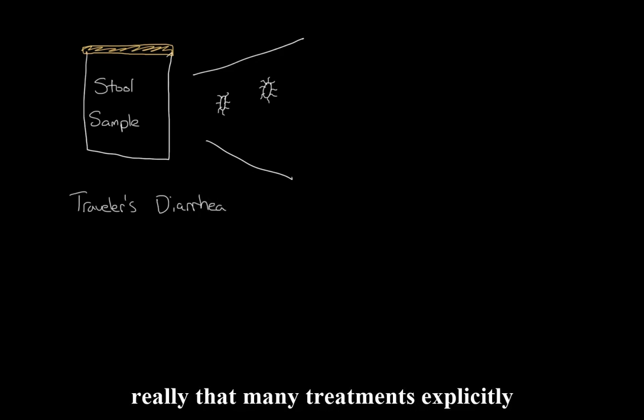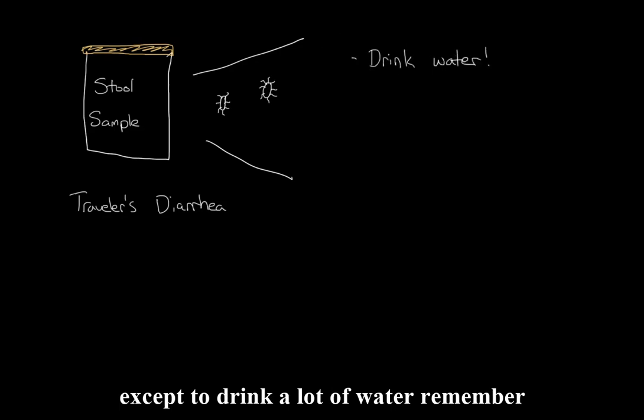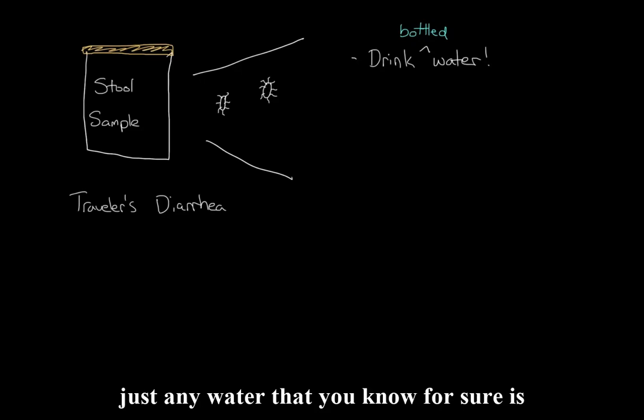Now, there aren't really that many treatments explicitly for traveler's diarrhea except to drink a lot of water. Remember that your small intestine is actually expelling the water from its own system, so you're going to be experiencing a lot of dehydration. Now, if you want to prevent getting traveler's diarrhea while you're traveling, the best thing to do is to drink bottled water, or really just any water that you know for sure is clean, because in doing so you can avoid the risk of drinking some water that's been contaminated with the pathogen.